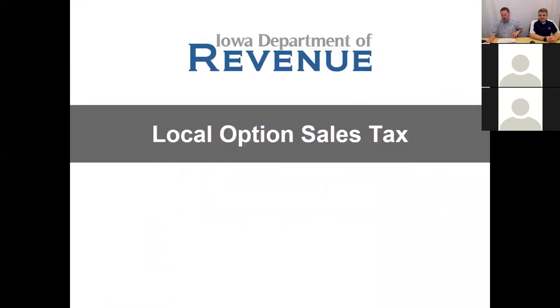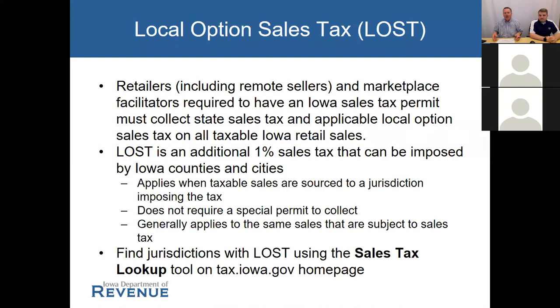All righty, local option tax. I've mentioned this local option sales tax several times here, and I just want to expand on it a little bit for you. Any type of retailer, including a remote seller or a marketplace facilitator, again, that's some new terminology there for this year, anybody that's required to have a sales tax permit, you've got to collect state sales tax, and you've got to collect any applicable local option tax on all taxable retail sales in Iowa, okay? The local option sales tax, or LOST as we use the acronym, is an additional 1% sales tax that can be imposed by Iowa counties and cities.